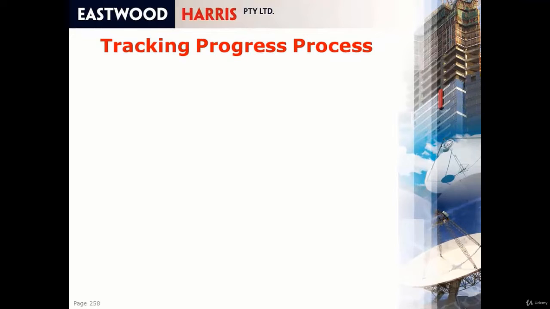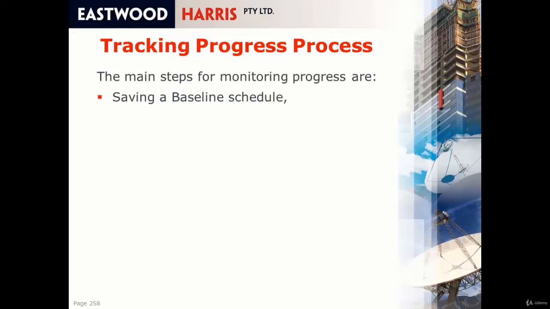Tracking progress process. The main steps for monitoring progress are, first of all, you save a baseline schedule. So you created the project, you have it approved, and once it's approved, a baseline is a complete copy of a project. In Primavera P6, it is a whole project file. It has all the constraints, it has the relationships, the critical path, and everything is saved.